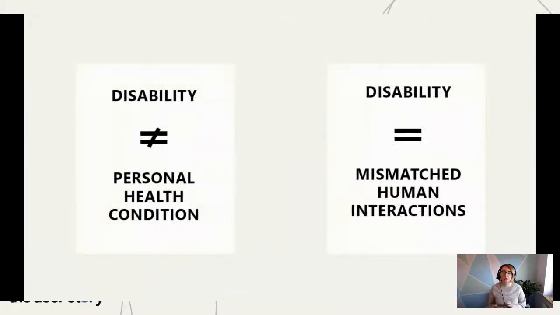So, disability is not just a personal health condition, which is what we more commonly think of when we hear that word. It is actually the mismatch of human interaction. So, when a person's interaction with the world around them doesn't match what is expected or what is considered the norm. And experiencing those mismatch interactions can lead to that feeling of being excluded. So, how can we reduce those mismatch interactions in design?